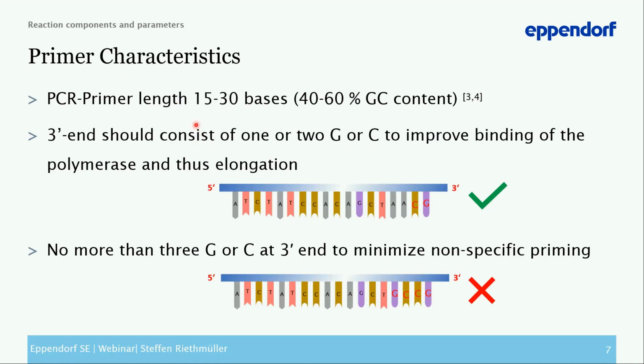There are some general rules when talking about the characteristics of primers. So normally primers are between 15 and 30 bases long, and the GC content should be between 40 and 60% as a rule of thumb. At the 3' end, it's recommended to put there 2 Gs or Cs because this improves the binding of the polymerase and thus elongation. But on the other hand, more than 3 Gs or Cs are not recommended because they could lead to non-specific priming.